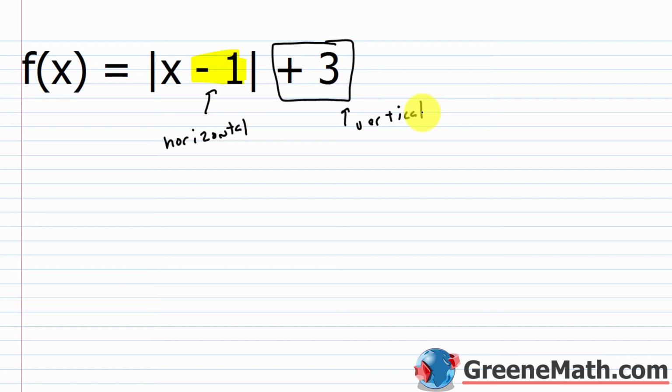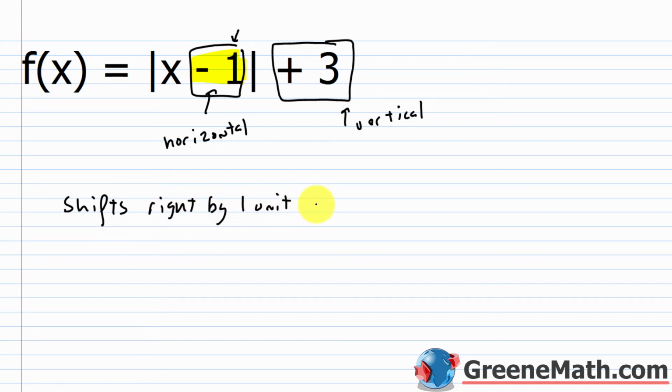So with a vertical shift, it's intuitive. So if you're adding something, you're going up. With a horizontal shift, it's counterintuitive. If I'm subtracting, I'm going to the right. So if I have x minus 1 here, again, I've got to think about what can I do to counteract that minus 1. How can I get this back to where it was? I've got to add 1, so I'm shifting to the right. So this shifts right by 1 unit, and it's going to go up by 3.